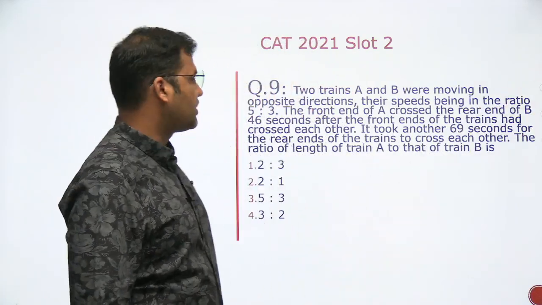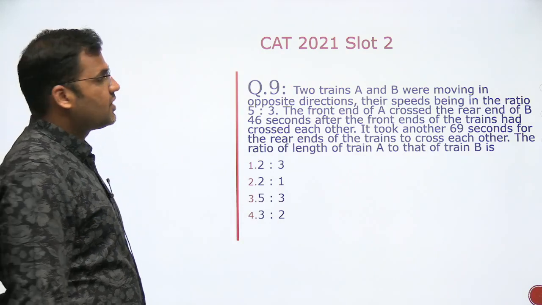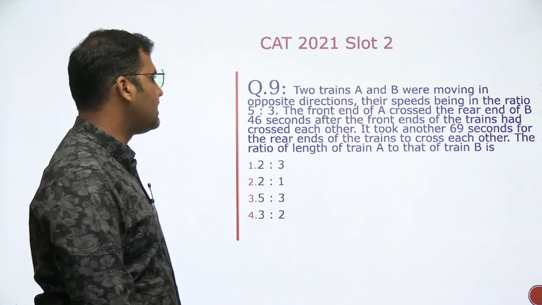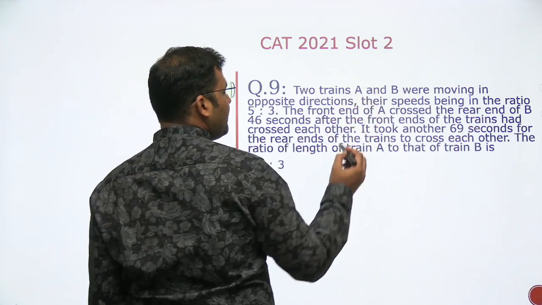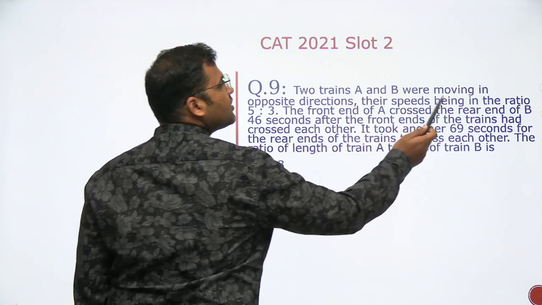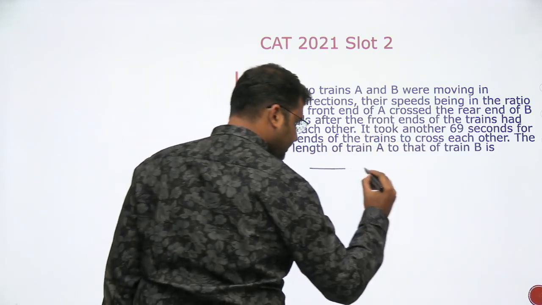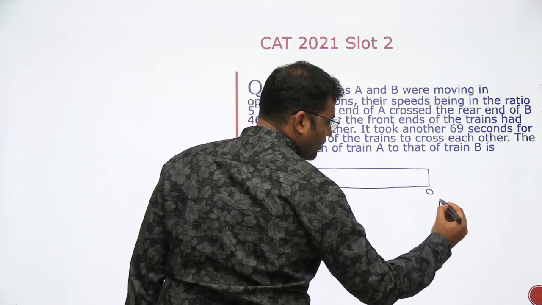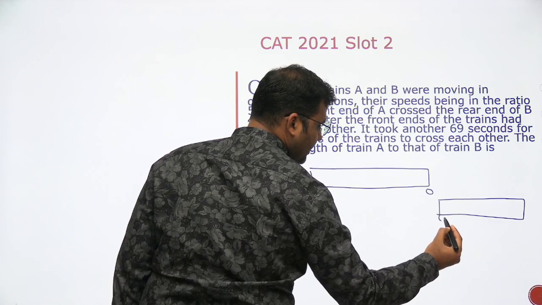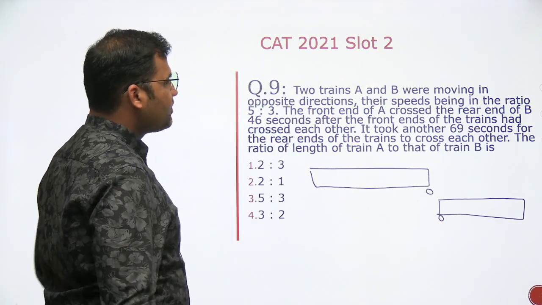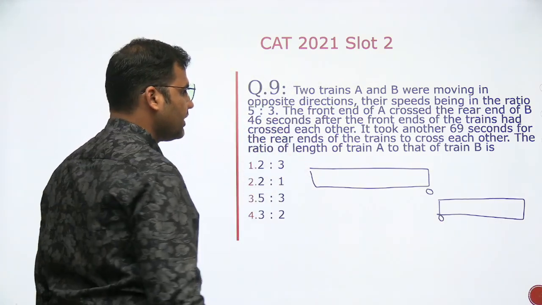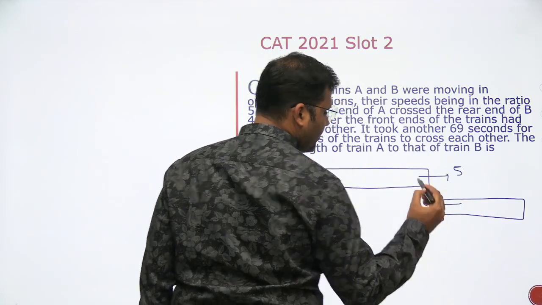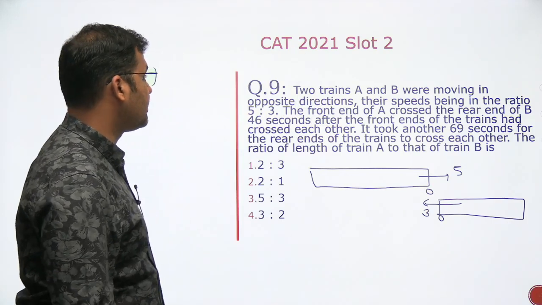Very easy, simple question. Time, speed, distance. This was free marks for everybody. But the question ko padhte padhte aap answer kar sakte ho. Itna easy question hai. Two trains A and B were moving in opposite direction, their speed being in the ratio of 5:3. Dekho, two trains hai and they are supposed to cross each other. They are moving in the opposite direction, right? Their speed being in the ratio 5:3. That means, ye train ka speed agar 5 hoga, toh ye train ka speed would be 3. 5 and 3 are the speed ratio.